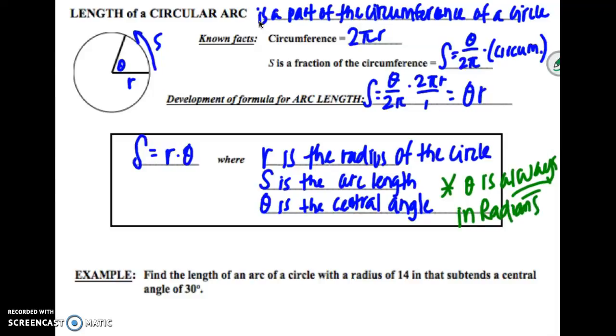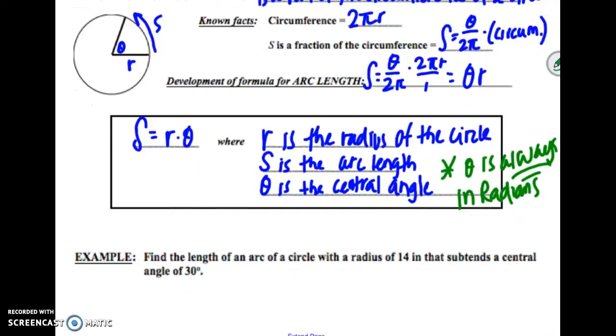So if you are given a problem and it gives you theta in degrees, you need to convert theta to radians. For our example, it says find the length of an arc of a circle with a radius of 14 inches that subtends a central angle of 30 degrees. So we're given two pieces of information: radius equals 14 inches and theta equals 30 degrees. Since theta is given to us in degrees, we need to convert that to radians, which is pi over 6 radians.